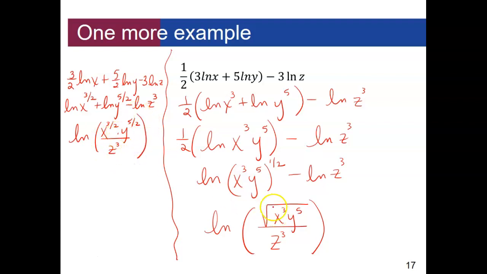And this is actually equivalent to this down here, because an alternative way to write this would be x to the third, y to the fifth, to the 1/2 over z to the third. The main thing is you have to get it to the point where you have a single logarithm. So if you're doing it this way, you've got to get it all the way down here. If you're doing it this way, you have to at least get it to this point. So those will be equivalent expressions there.